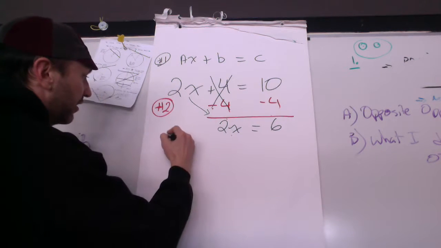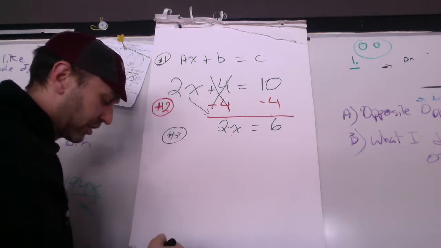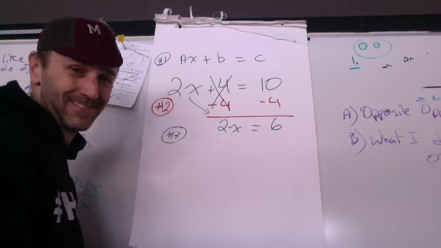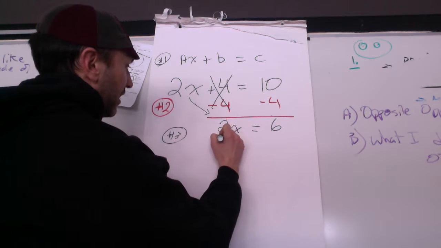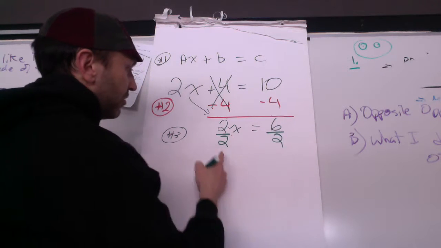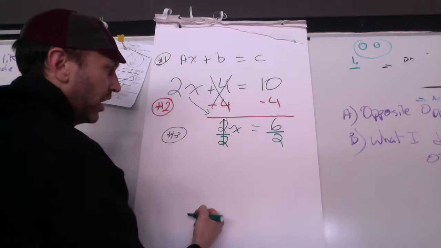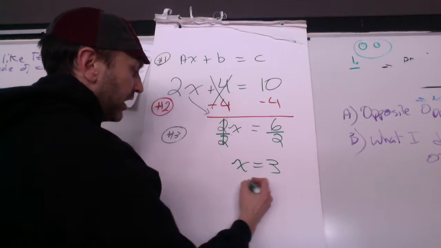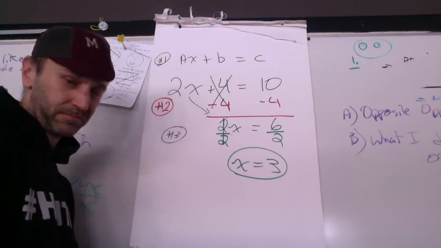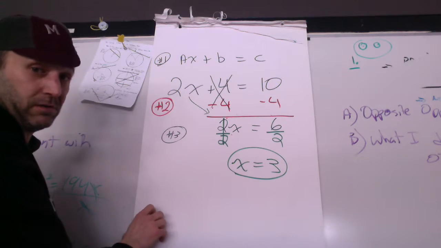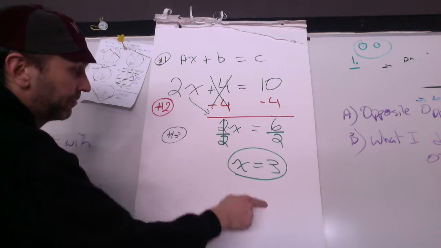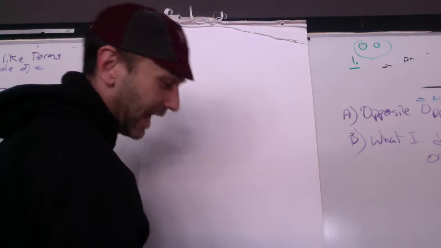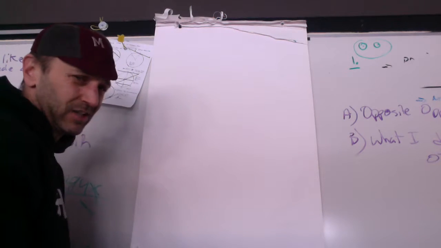Rule number 3. Get rid of my coefficient using division this time. I divide by 2, divide by 2. 2 divided by 2 gives me 1. 6 divided by 2 gives me 3. Circle the answer. Good? Should be very clean. Very clean. Last thing, I know, I changed.